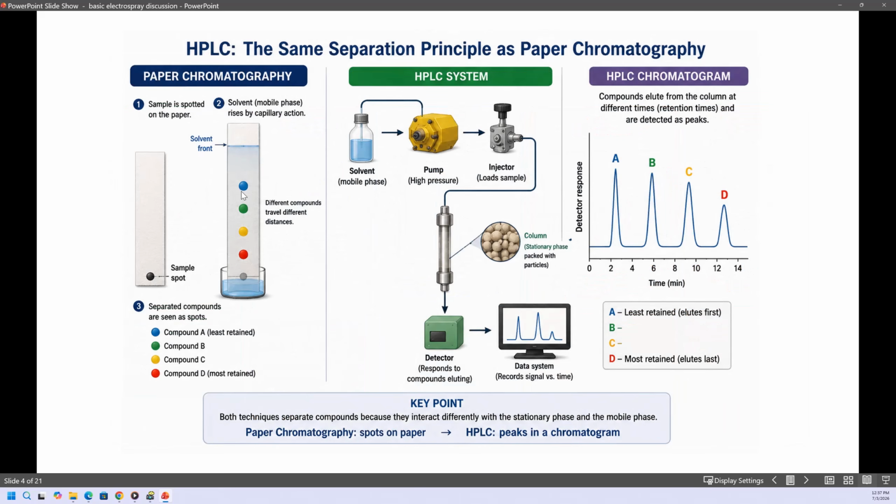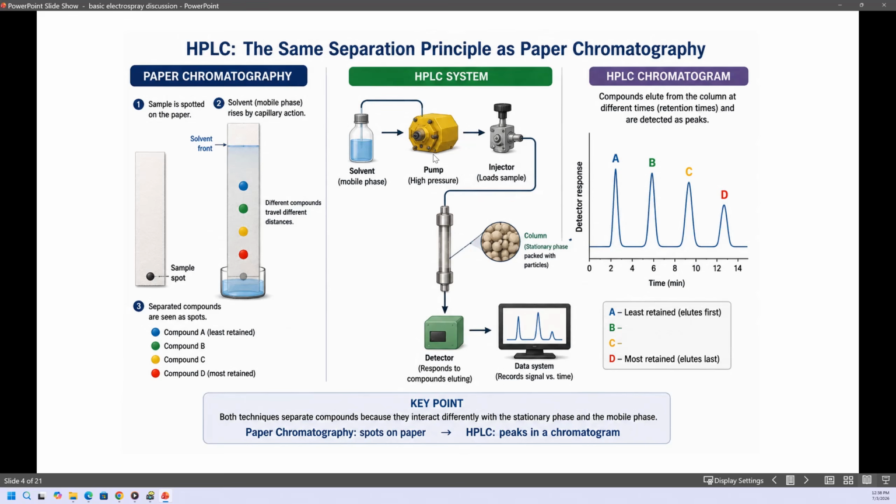HPLC is essentially the same separation principle as paper chromatography that you might have done in middle school or grammar school. You put something on a stationary phase, in this case filter paper, and you put a drop of ink, and by running a solvent to the top of the phase, you'll separate the different components of the ink into the colors shown below. The same thing happens with HPLC.